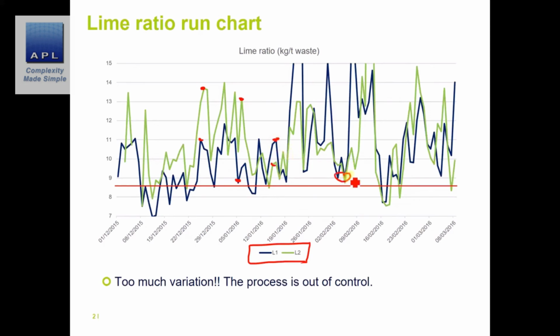Very rarely are they together like this. It's where they should be. It's the same flue gas. They should be treating it to the same level. This process, as it says at the bottom here, has too much variation; the process is out of control.